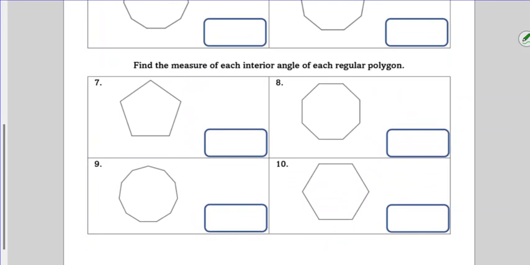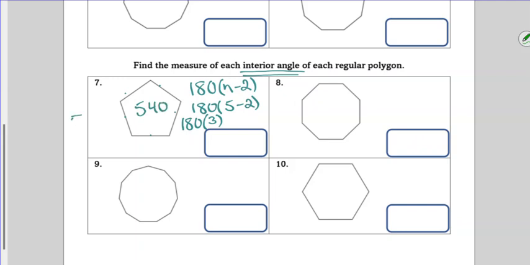All right, now we're trying to find the interior measure, or each measure of the interior angles on these regular polygons. So first I have to figure out the sum. So the sum is coming from that equation, 180 times n minus 2. Well, that's 180 times 1, 2, 3, 4, 5 minus 2, which is 180 times 3, or 540. So it's 540 altogether. And I have 5 sides, so I split it evenly among those 5 to find out that each interior angle is 108 degrees.